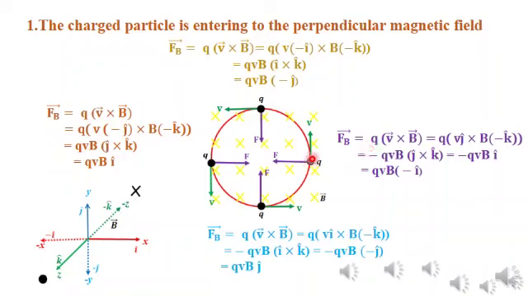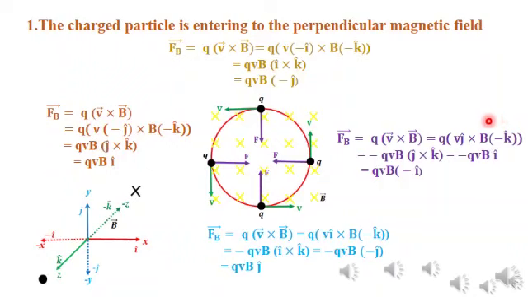Since velocity acts along the upward direction, meaning the y-axis, vector v can be replaced by v j cap. Already as we told, since the magnetic field acts into the plane of the paper, vector B can be replaced by B into minus k cap. So the expression of the force is q into v j cap cross B into minus k cap.